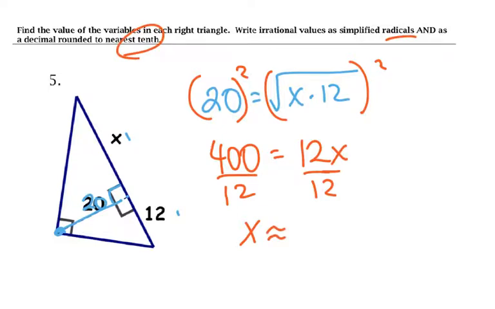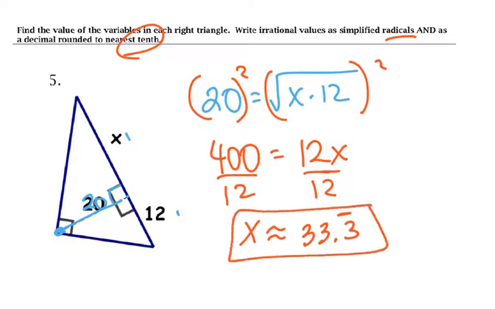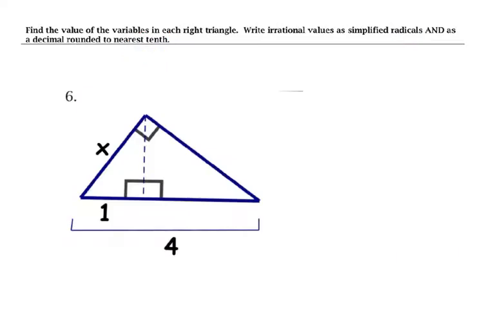So I can put that in my calculator. It's going to be 33.3 repeating. And there is no radical for that. 100 thirds would also be acceptable. Usually when we're talking about the length of something, we would say 33.3 instead of saying 100 thirds. So that's what I would say for that one.